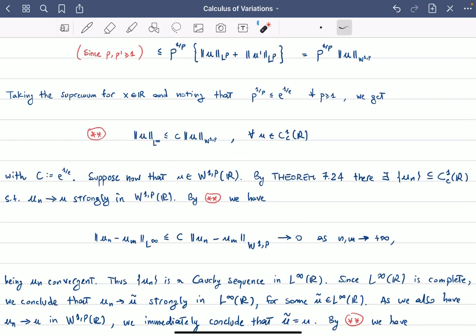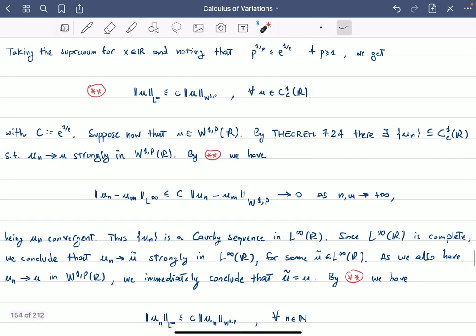So indeed, let's do this precisely. Suppose now that u is just in W^{1,p}(R). By Theorem 7.24, the density result we proved earlier, we know that there exists a sequence u_n in C^1_c(R) such that u_n converges to u strongly in W^{1,p}.